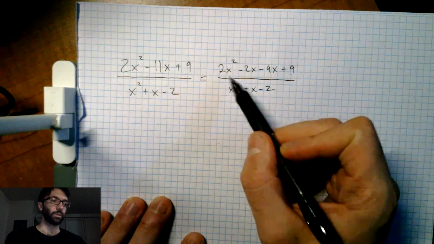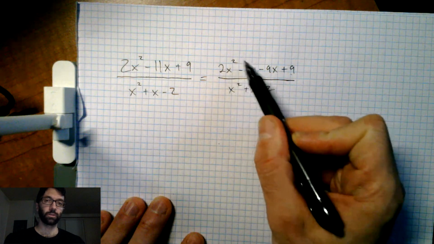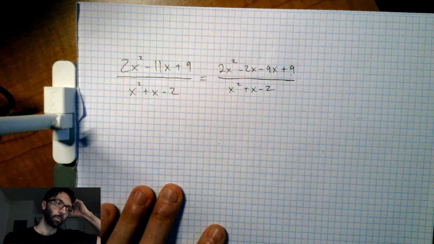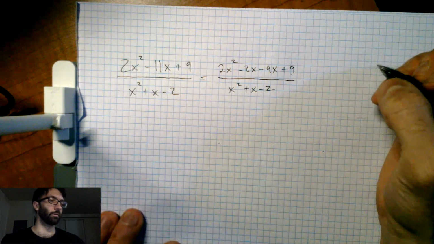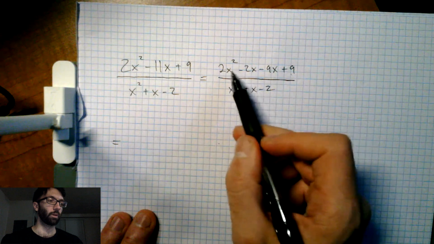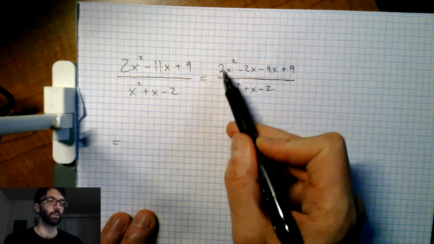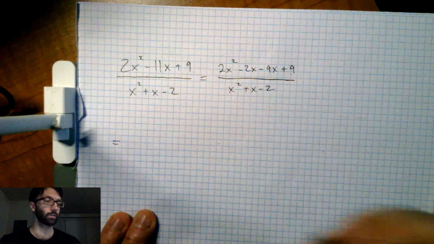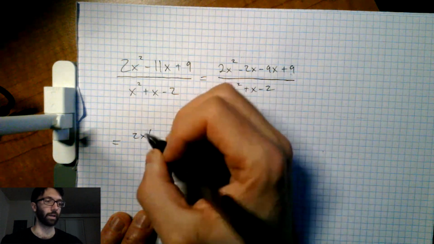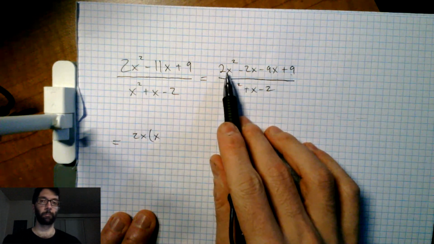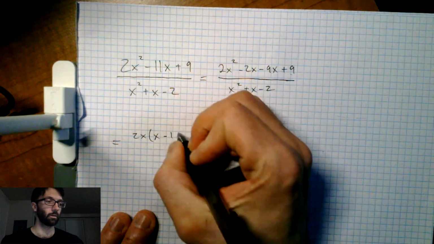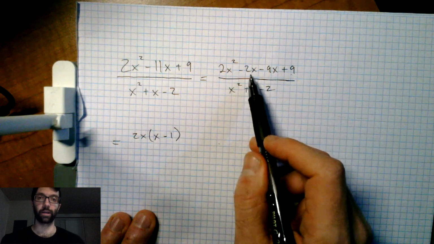And now we treat these in two separate groups. Okay, we look at the first two terms as one group. We look at the second two terms as a second group. All right. And from those two groups, we are going to look for GCFs. So I'm going to look at my first group right here, and I see that the GCF between these two terms is a 2x. So I'm going to factor out my 2x. And 2x times x will give me my 2x squared. And then my 2x times negative 1 will give me my negative 2x.